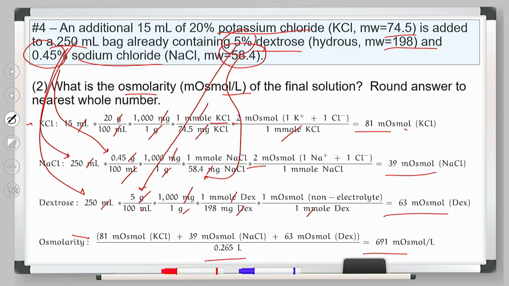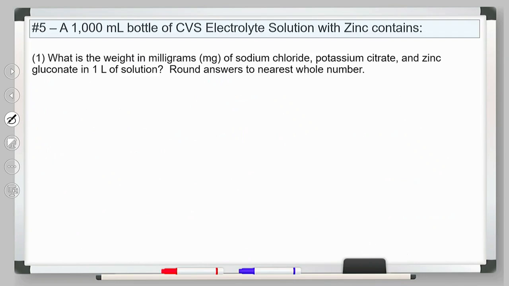That's a lot of work because there were quite a few ingredients in there. I don't know that I'd give you quite that many ingredients on the exam, but certainly 1 additive to 1 bag would not be an unreasonable thing to be able to calculate. So I like this question. This is a good example of the kinds of calculations you have to do to count particles, not milliequivalents, but particles in milliosmoles.